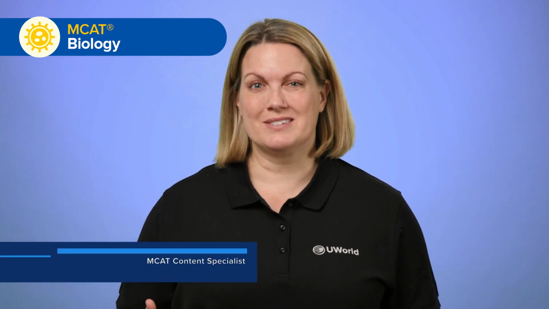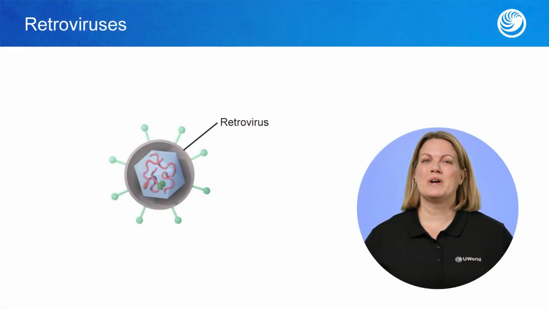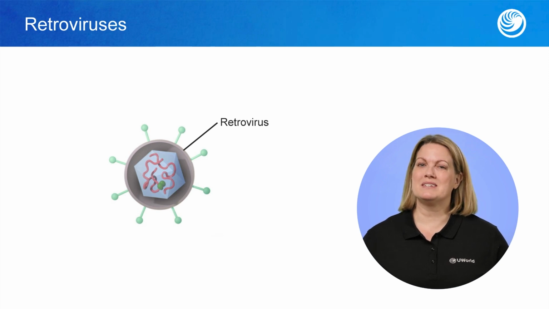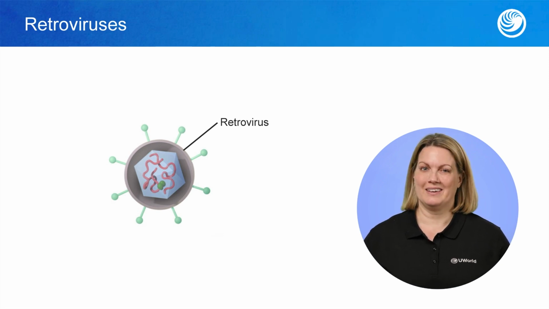There are lots of different types of viruses that can infect animal cells. One of those types, retroviruses, has a particularly interesting life cycle that we will discuss now. Retroviruses are a unique subset of viruses that utilize positive sense single-stranded RNA.